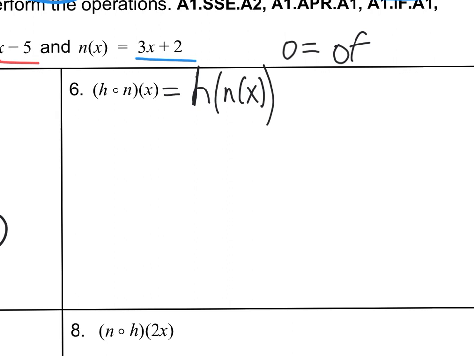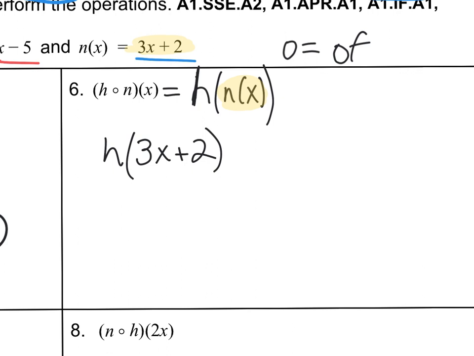So when we have something that looks like this, we know to start from the inside. So we got n of x first. Well, don't I already know what n of x is? Yeah. What is it? 3x plus 2. So this is just going to be h of 3x plus 2. Don't even have to plug anything in. Well, now I do.